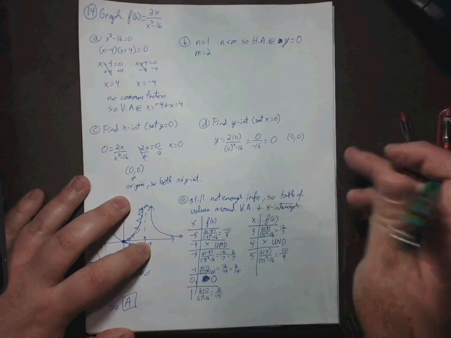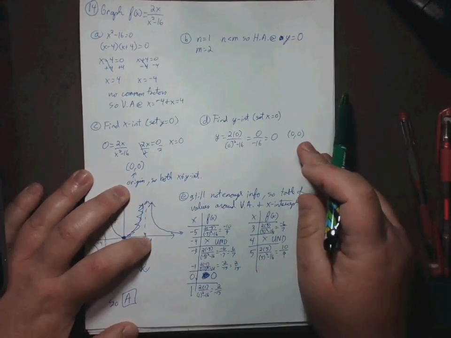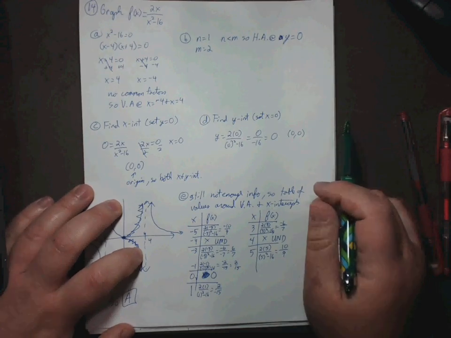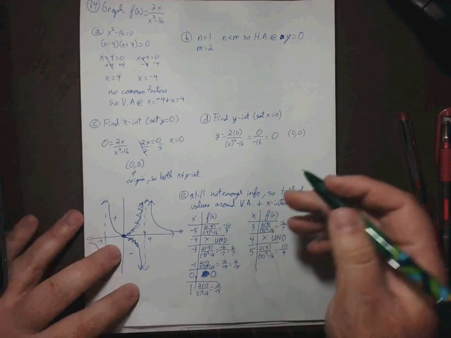So, here, graph f of x equals 2x over x squared minus 16. So again, we do our A and we do our B. We find the vertical asymptotes, we find the horizontal asymptotes. That may be enough. This one it's not.